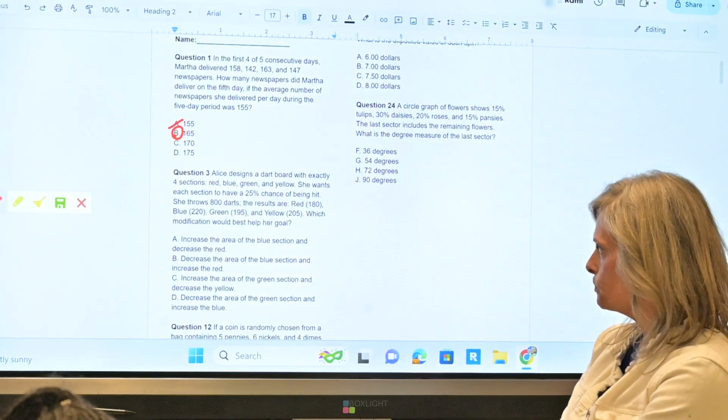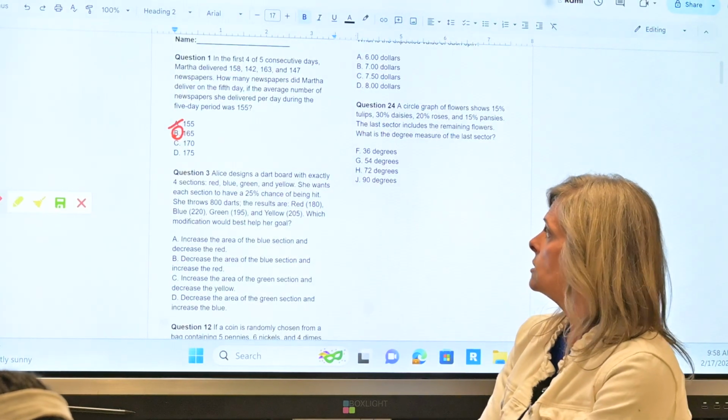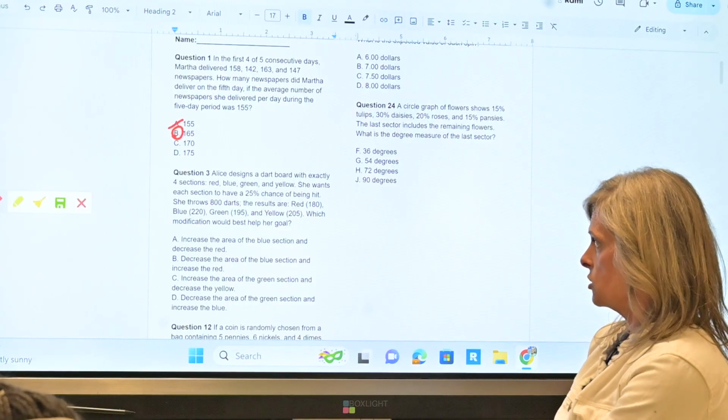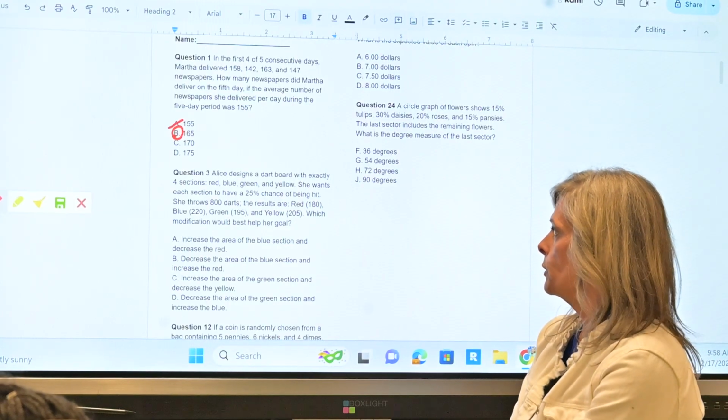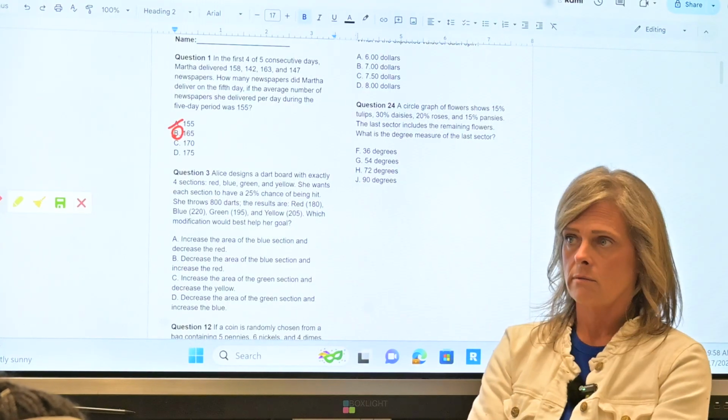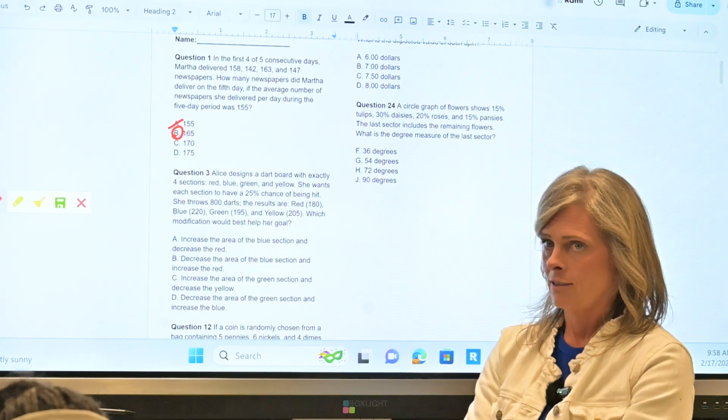Okay, question 3. Alice designs a dartboard with exactly 4 sections: red, blue, green, and yellow. What shape is a dartboard? Circle, good.